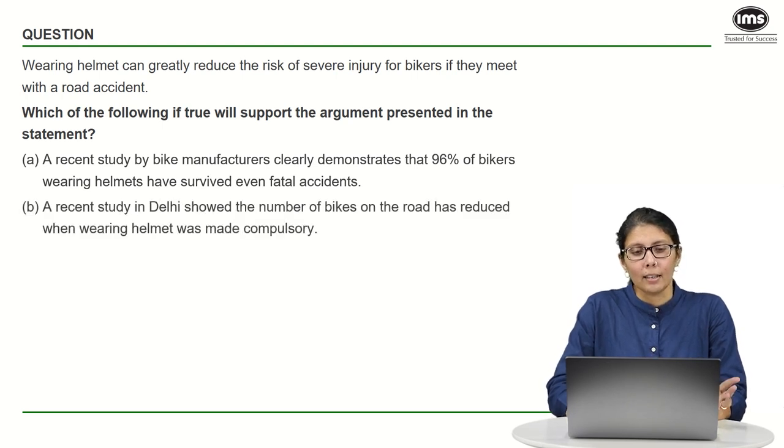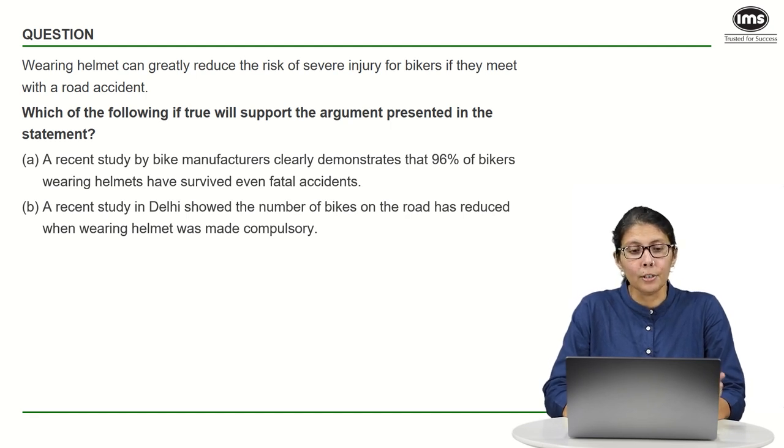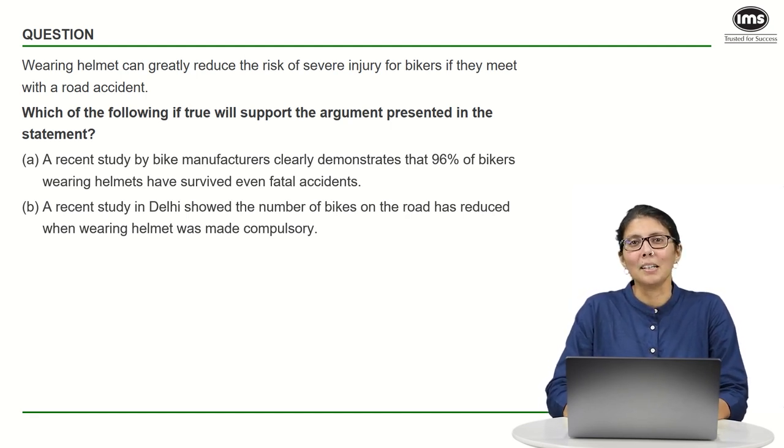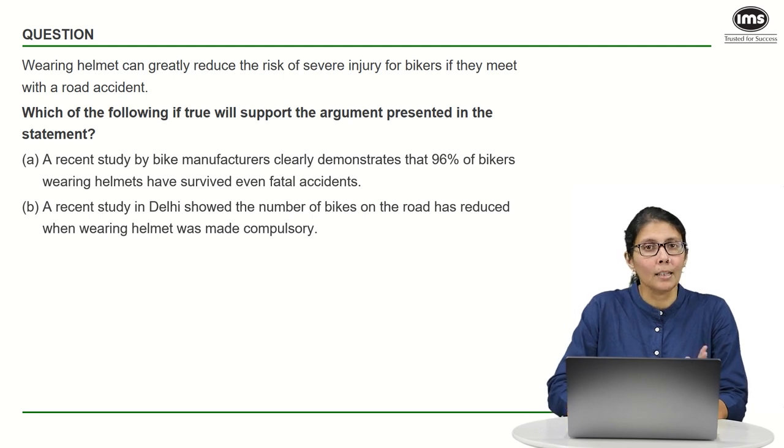B says that a study in Delhi showed that the number of bikes on the road reduced when wearing the helmet was made compulsory. First of all, this does not really talk about whether helmets reduced injury or not. So it is simply irrelevant to the question. All that it really says is that perhaps people didn't like the rule and therefore fewer people chose to ride bikes. But that does not really matter because we are trying to support the conclusion given in this question. So B is irrelevant and should be eliminated.